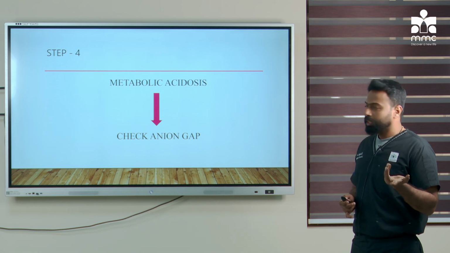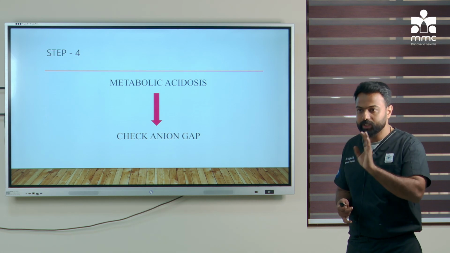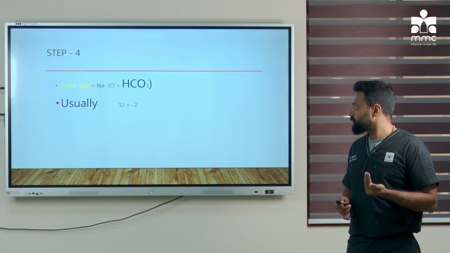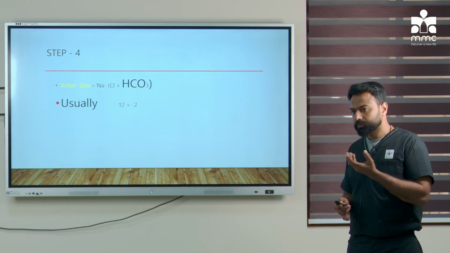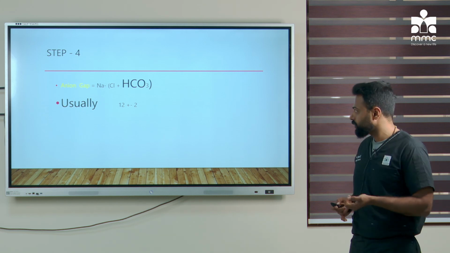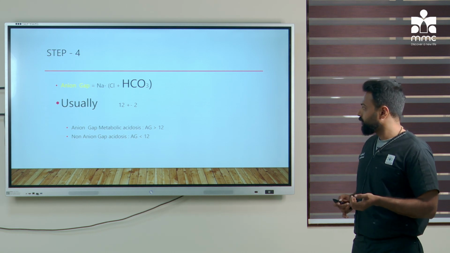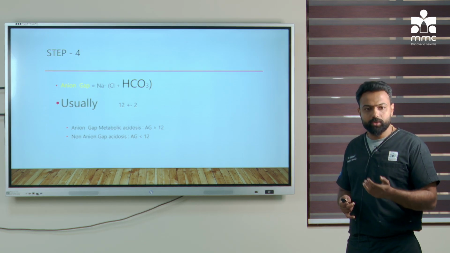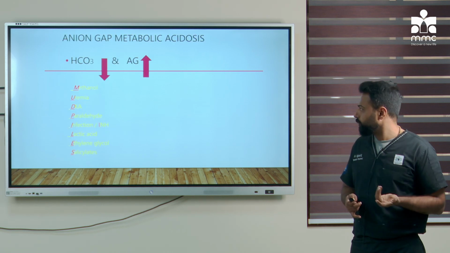Then the next step: if it is a metabolic acidosis, it doesn't have acute or chronic. If you find out this is a metabolic acidosis, then the next step is to check the anion gap. Anion gap is the difference between sodium minus the chloride plus bicarbonate, that is, positive minus negative ions. Usually 10 to 12 is the normal value. If the patient has a metabolic acidosis with an anion gap more than 12, it is a high anion gap metabolic acidosis. If less than 12, it is normal anion gap metabolic acidosis.